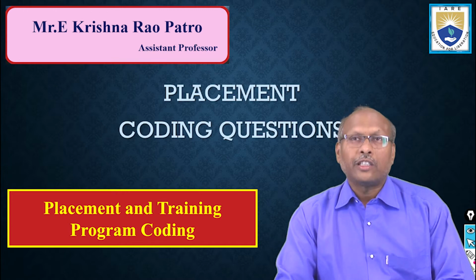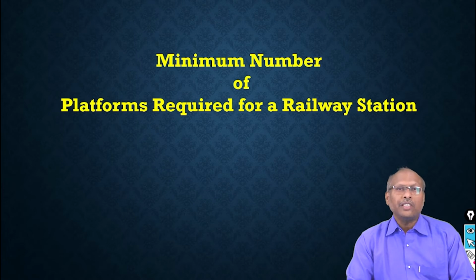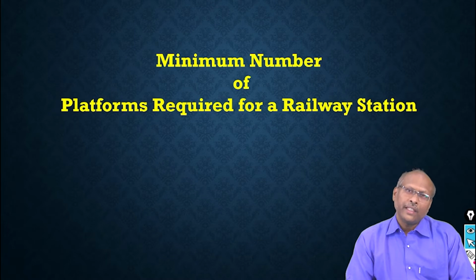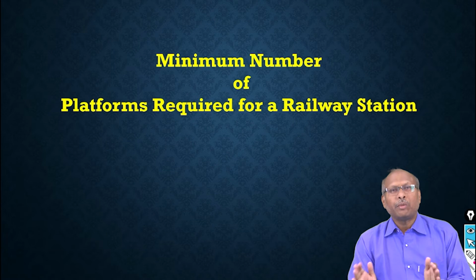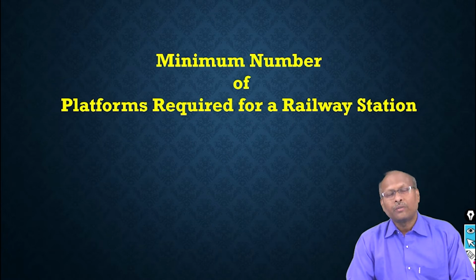Let us see the coding question. One of the questions given: minimum number of platforms required for a railway station. That means in a railway station you will see there are many platforms and many trains coming and going. So what is the minimum number of platforms you need to construct to accommodate all trains?